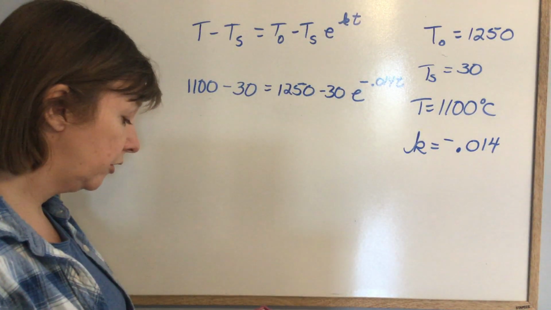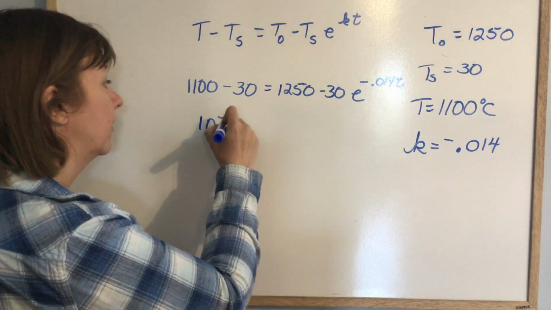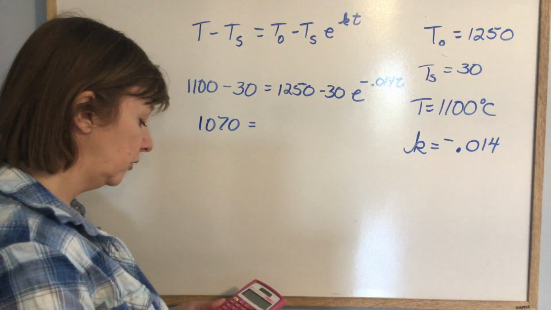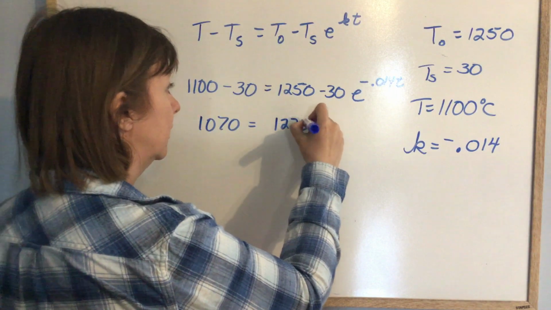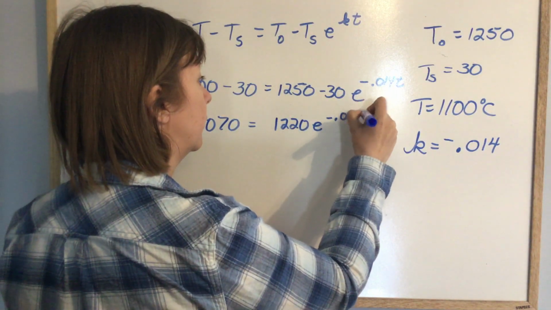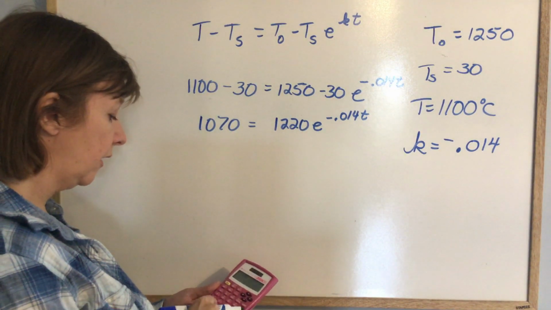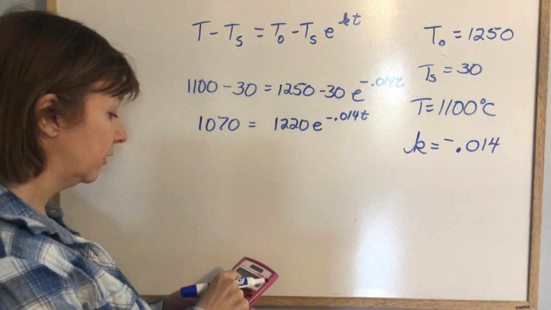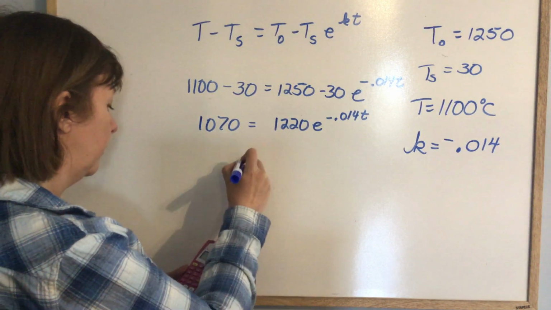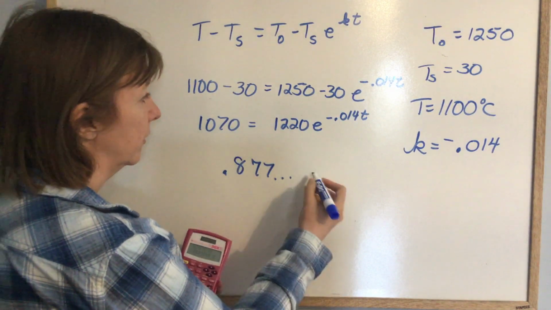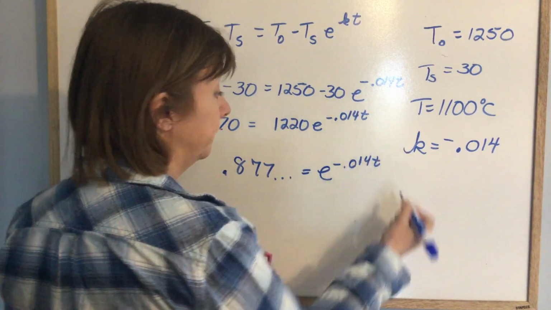So 1100 minus 30 is 1070, which is equal to 1250 minus 30, which is 1220, e to the negative 0.014 t. So I would divide both sides by 1220. 1070 divided by 1220 is 0.877, and it keeps on going. That's equal to e to the negative 0.014 t.